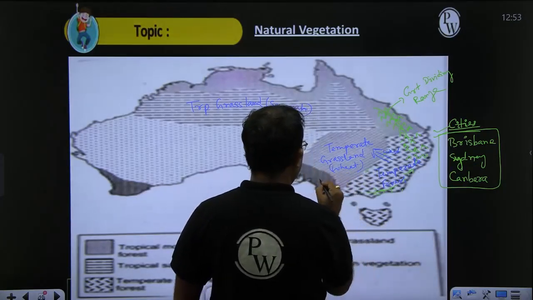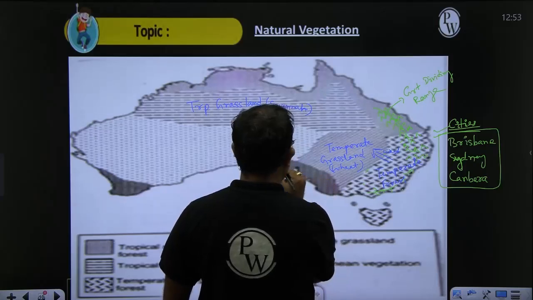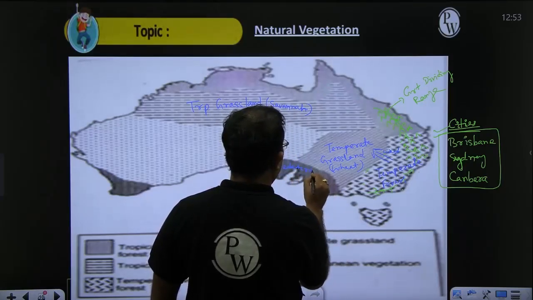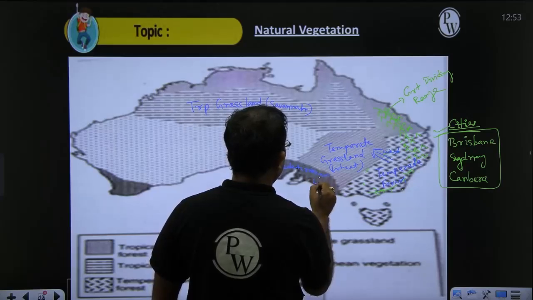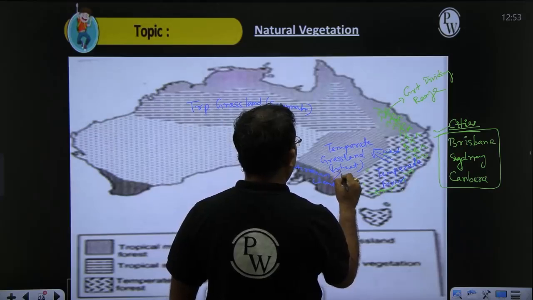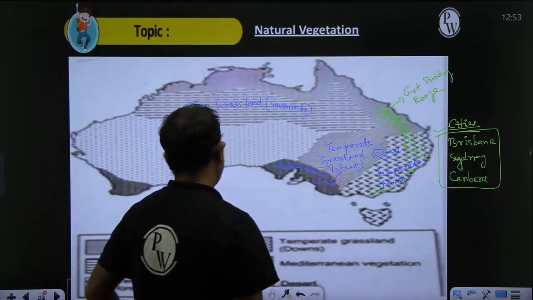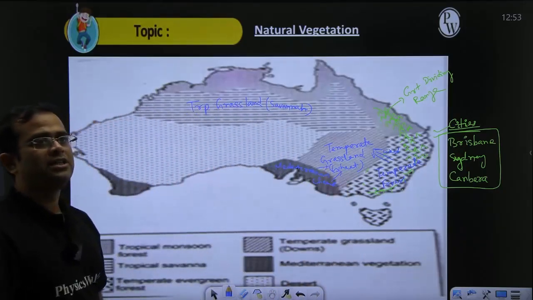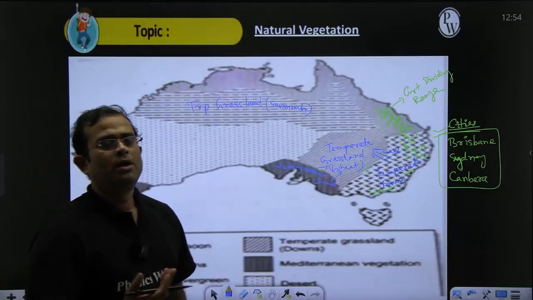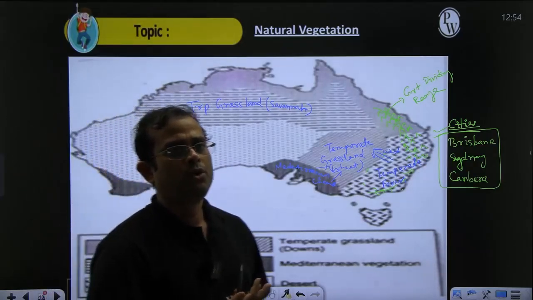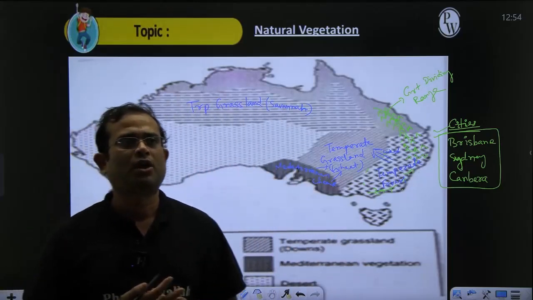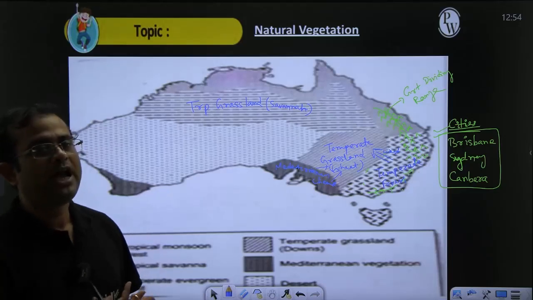This area will also come under the Mediterranean climate. Both these areas, temperate grassland and this one, you will go for Downs. Wheat cultivation is there. Downs are good grass that you feed to your animals also. Animals means your cows, sheep and buffaloes, because Australia is also one of the leading producers of dairy products.